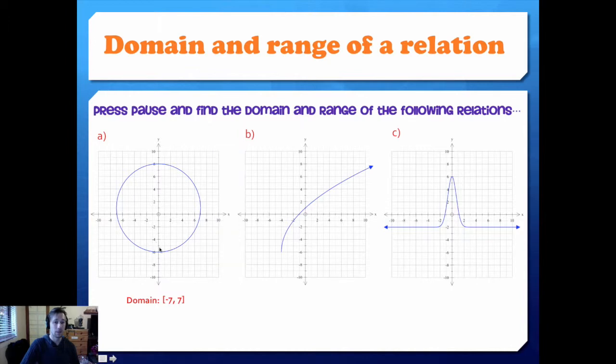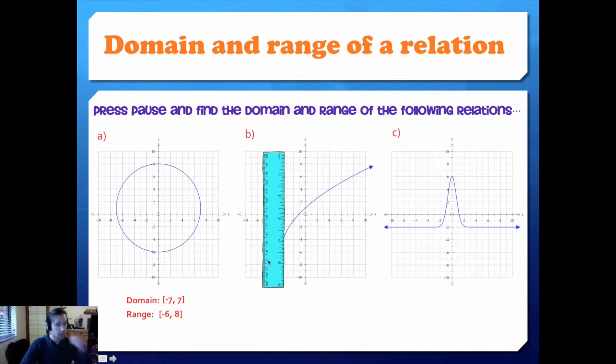Now, for this one here, for the range, so it's going to start off down the bottom. We'll work our way up. So it goes from the y value of -6 all the way up to a y value of 8. Both look like they're included, so it's from -6 to 8 with square brackets. Let's have a look at this one now.